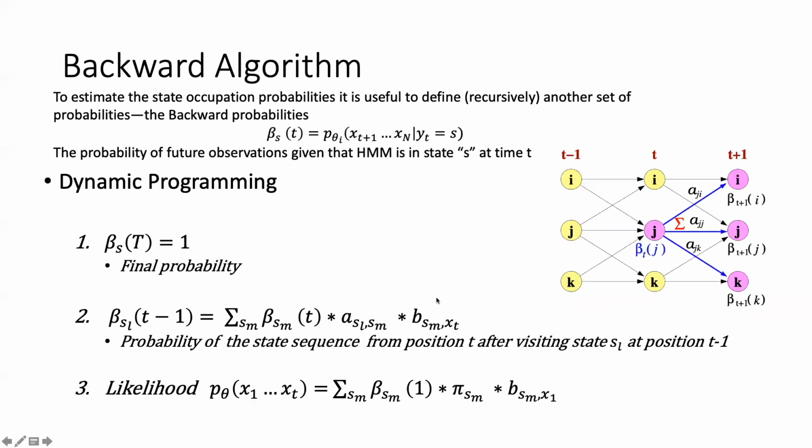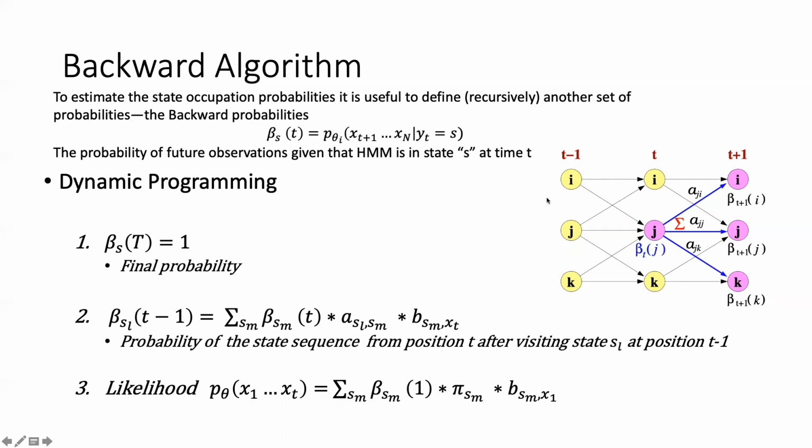Similar to the forward probabilities, we can compute the backward probabilities using betas. These are further used in HMM training to find the parameters. To estimate the state occupancy probabilities, betas are utilized over there. We can see it in the later part. So let's try to define the beta and then try to understand how we can also compute the likelihood using beta. The beta indicates the probability of future observations given that HMM is in state S at time t.